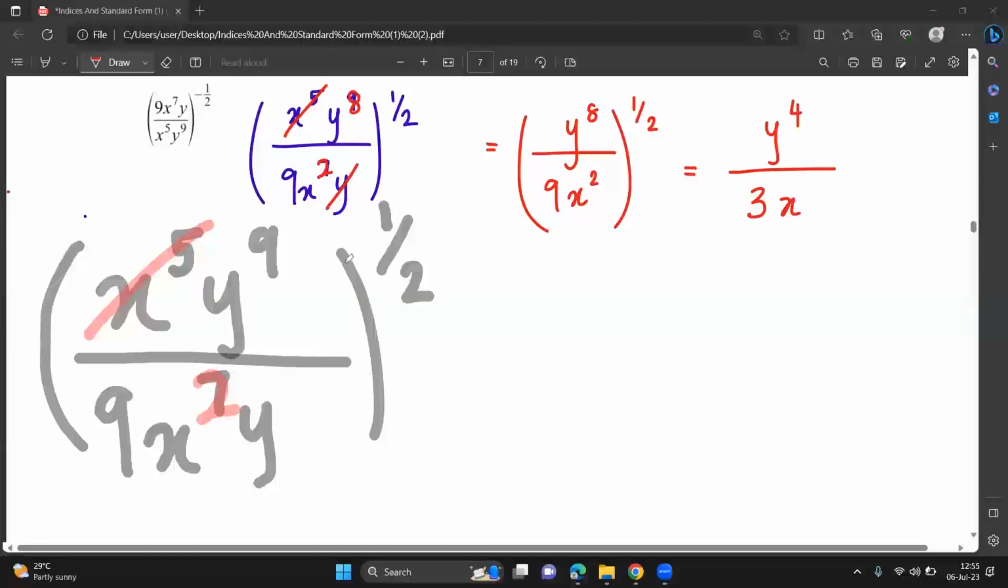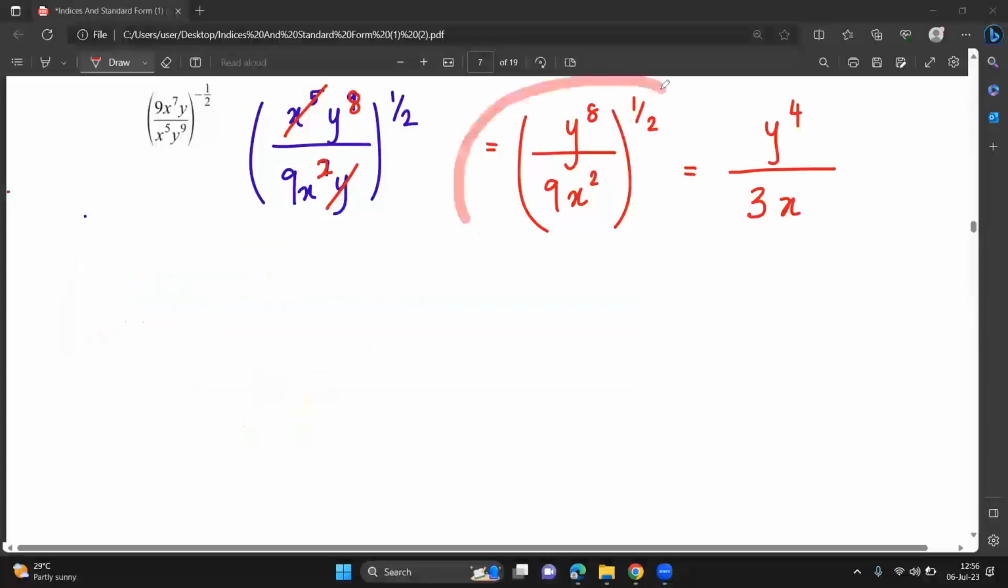If you take it up, you want to write x to the power minus 2 on top. It's not wrong, but it's better to keep it as positive powers. Okay? Y to the power 9 and y, when you simplify, this becomes 8. Yes or no? 9 minus 1.